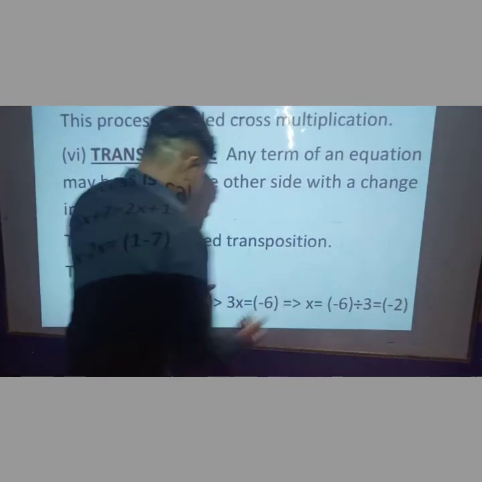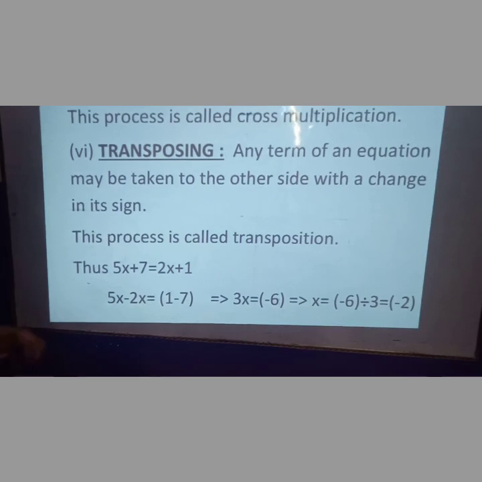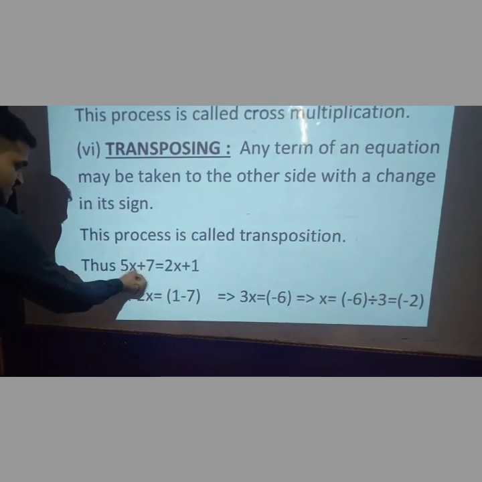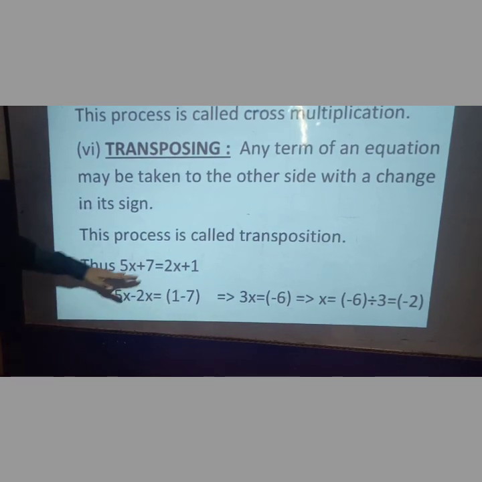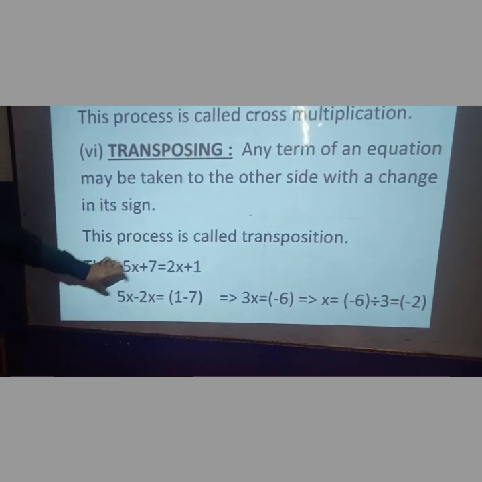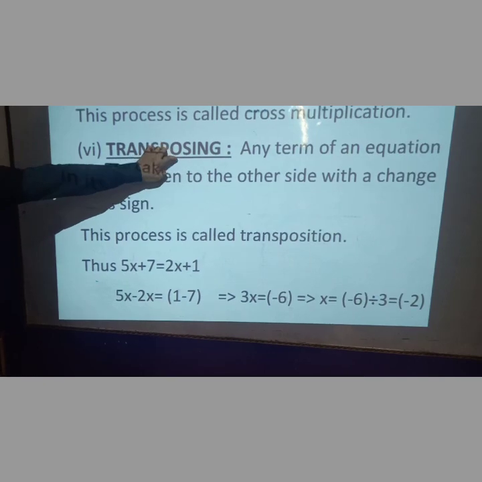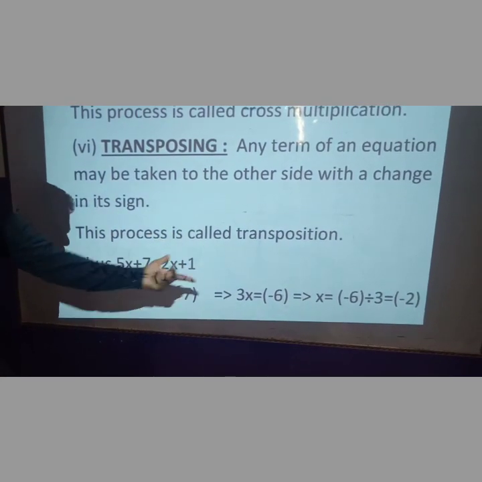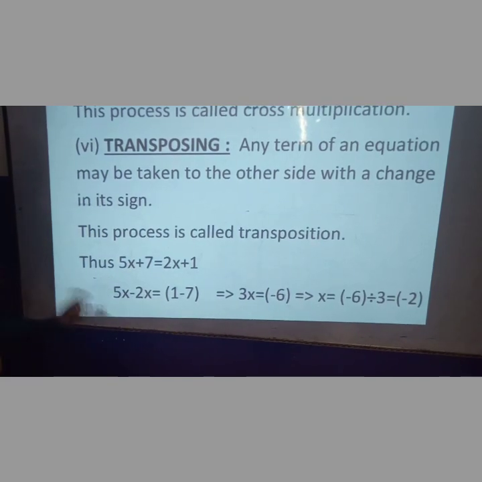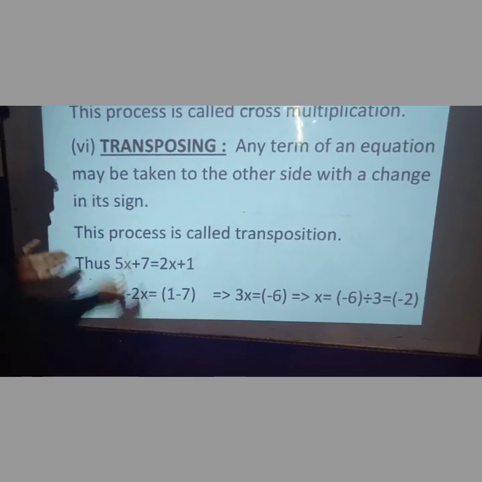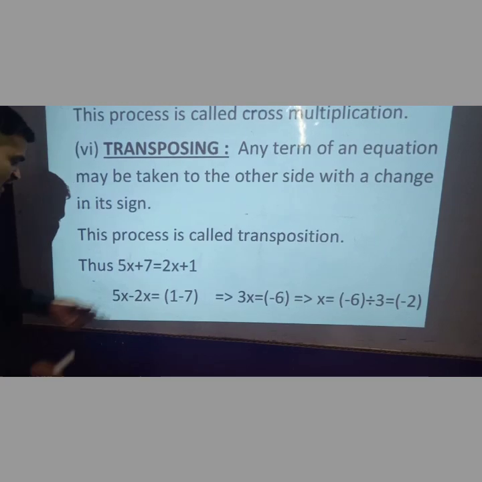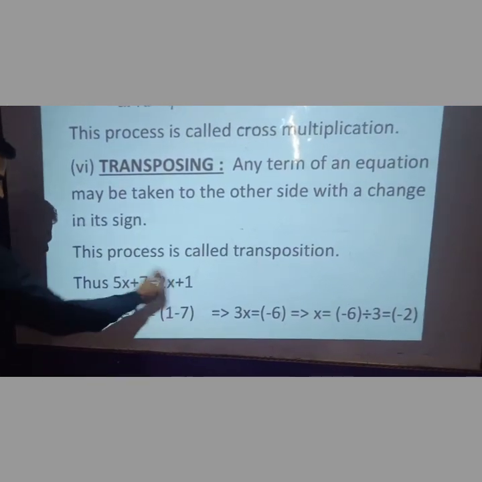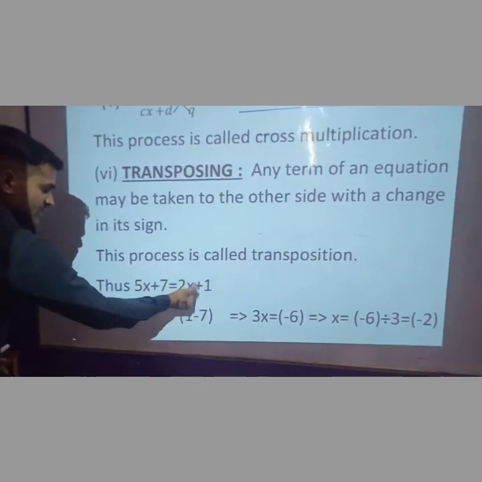How? Let's see the example. 5x plus 7 is equal to 2x plus 1. This is the equation. We have to solve it and find the value of x by the transposing law or by transposition. So let's transpose the variables to one side and constants to one side. 5x is a variable, 2x is also a variable. So we transpose 2x from right to left.